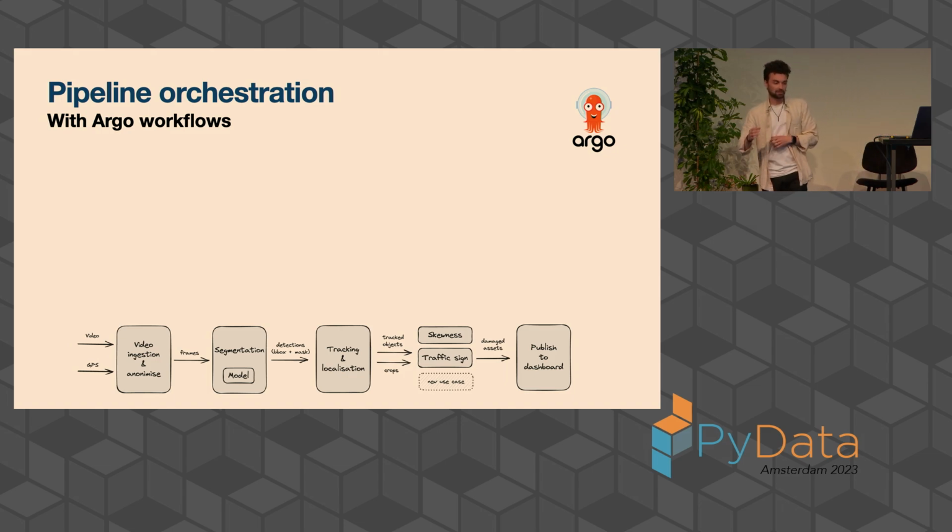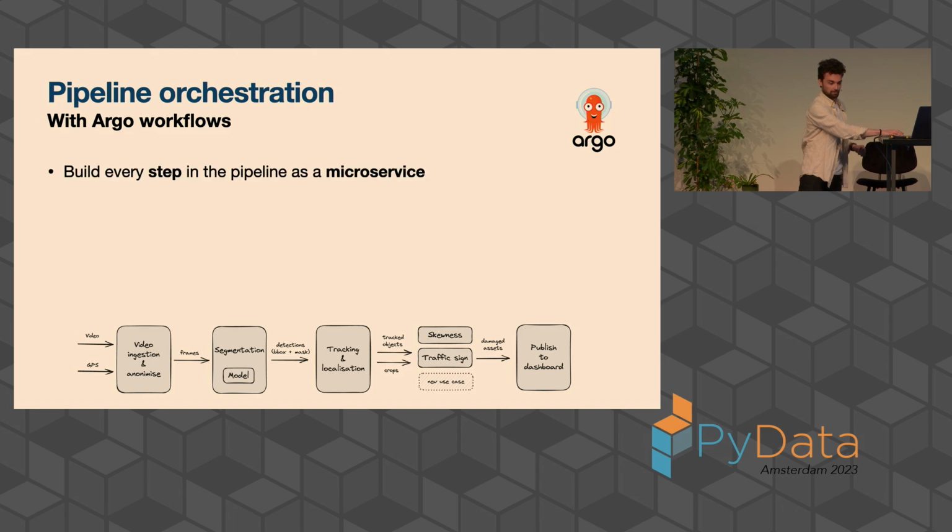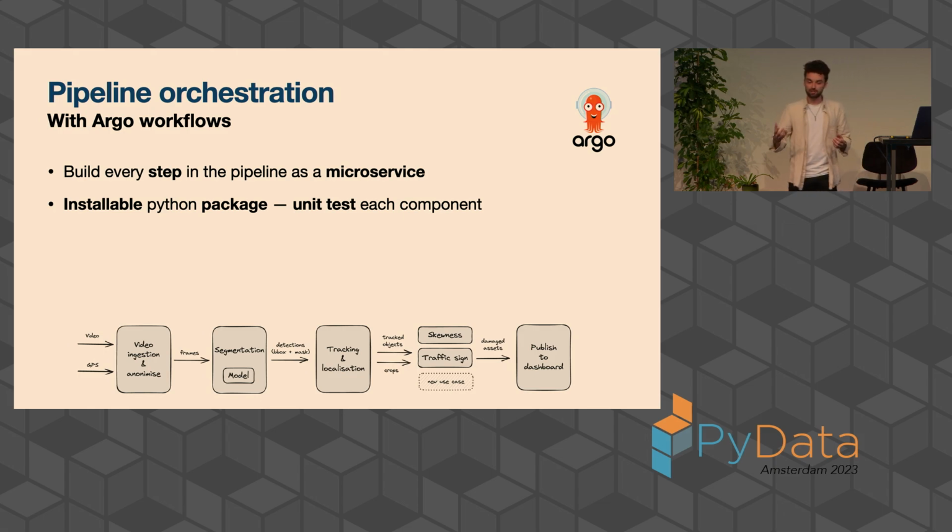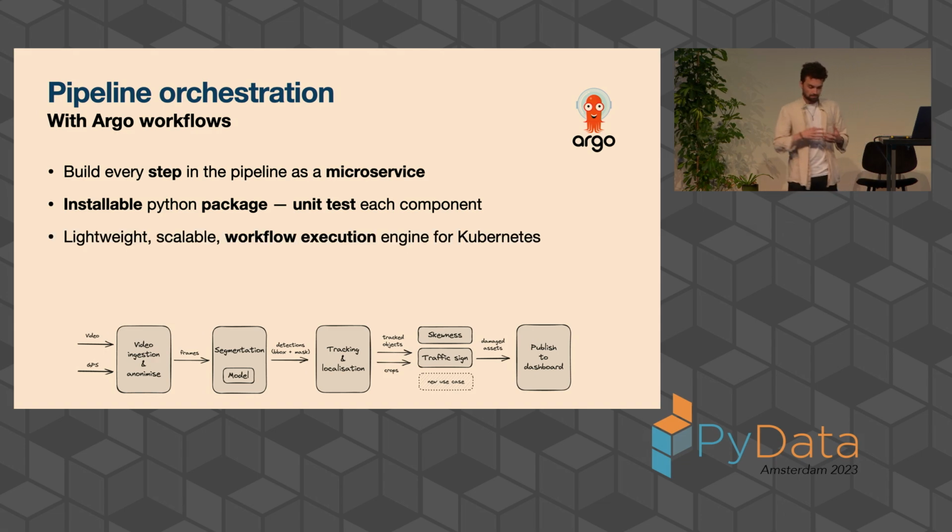First thing I want to highlight is how we actually orchestrated this pipeline, and we did this based on Argo Workflows. So in the bottom we see the pipeline that we built along the way. Just to highlight it again, we built every step of this pipeline as a microservice with a fixed interface, so we can swap them out, but also as an installable Python package that we can unit test and build confidence in. And the nice thing is that since they're all Docker containers, we can run this on Kubernetes, and we can use Argo for the workflow execution and basically define how these steps in the pipeline run sequentially. Some can run in parallel.